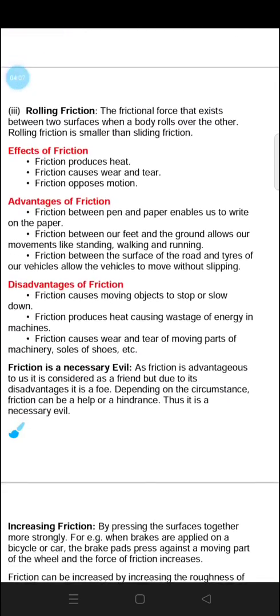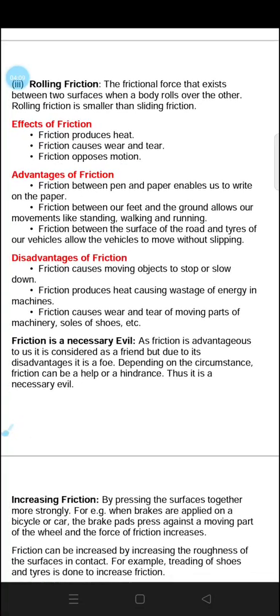Now what are the different effects of friction? Friction produces heat, it causes wear and tear, and it opposes motion. These are the three effects of friction, as it produces heat, it can cause wear and tear, and it can oppose motion.